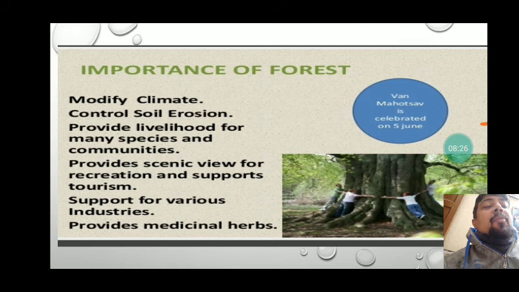Now if we are going to talk about the importance of forests, we need to understand that because of forests, climate will be modified, and they are going to control soil erosion. Similarly, they are going to provide livelihood. Fourth, they are going to provide recreation facilities for tourists, and certain tools or goods for industries like the paper industry, and of course at last they are going to give medicinal herbs. So there are a lot of things that can be produced from the forest, and we are getting much from the forest.